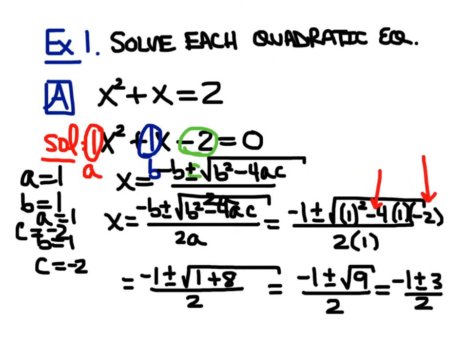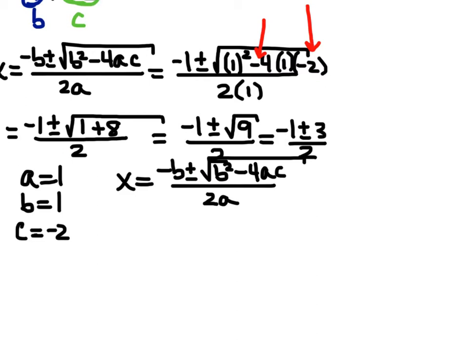So we have negative 1 plus or minus 3 over 2. And this is when you're going to branch this into 2 pieces here. On top, you're going to keep the plus. And on the bottom here, we'll find the answer with the minus sign.